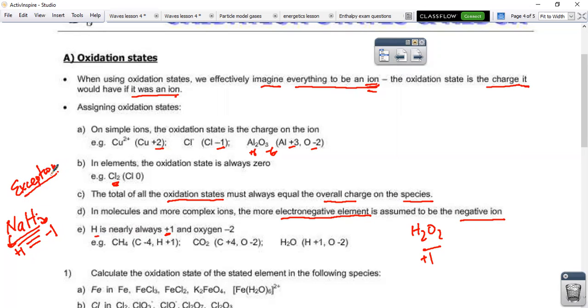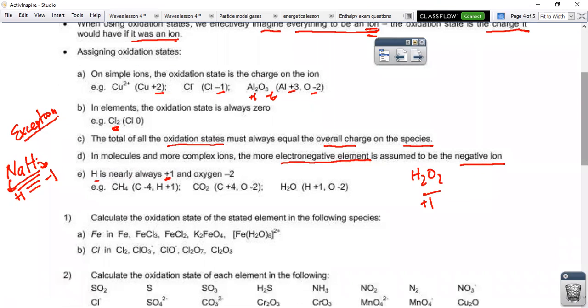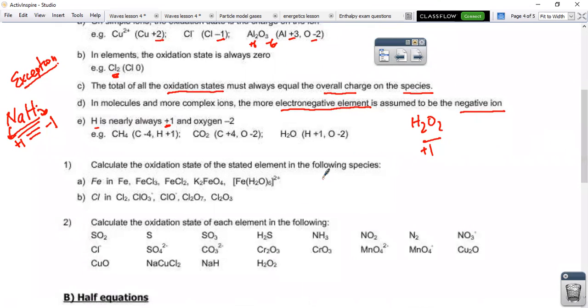Then the next thing we do is calculate the oxidation state of the stated element. Calculate the oxidation state of the stated element in the following species. We're just going to throw a few here. So here we've got Fe(H2O)6 2+. So we want the oxidation state of the iron in this case. What do you reckon the oxidation state of iron is in this particular species? Using the rules we've just spoken about.